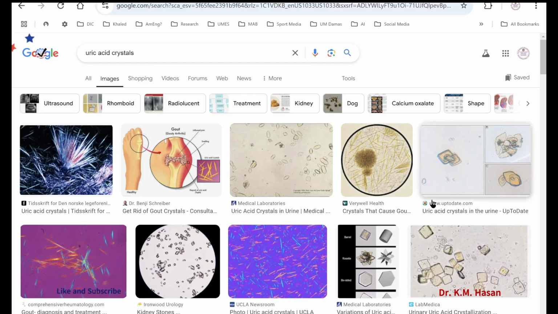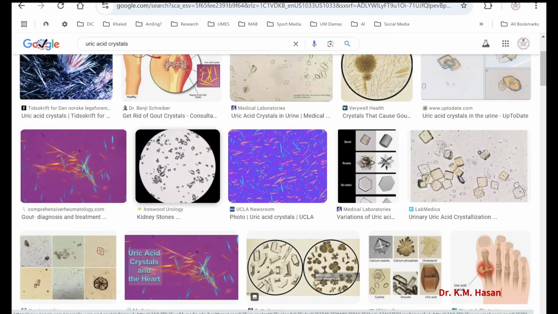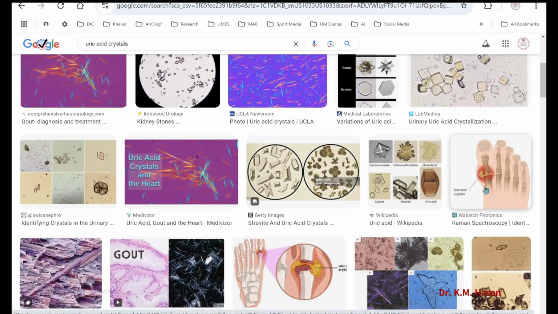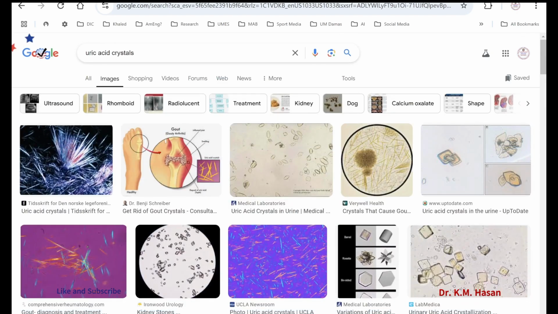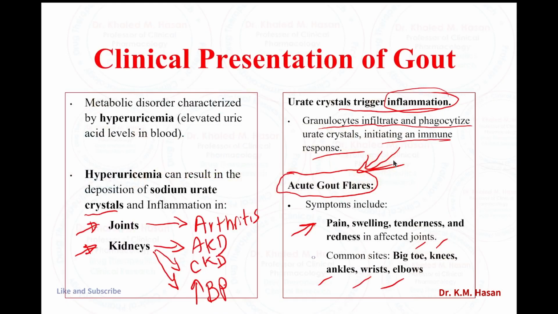Another image from Google Images, for example, you can see the crystals here like broken glass. These crystals cause inflammation, triggering immune responses. This inflammation could be acute inflammation. Uric acid crystals, you can see in several pictures there. So for this reason, we need to emphasize the role of uric acid and crystals on the two main organs, joints and kidneys.